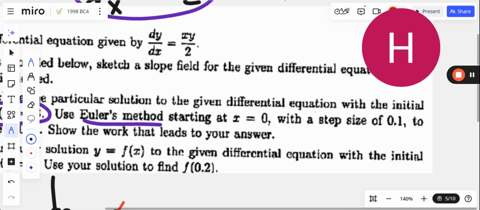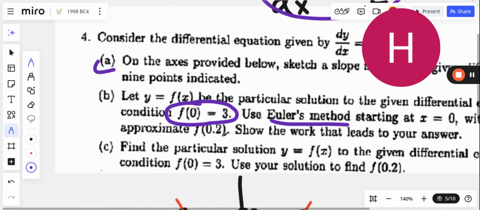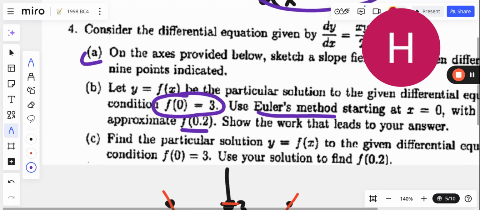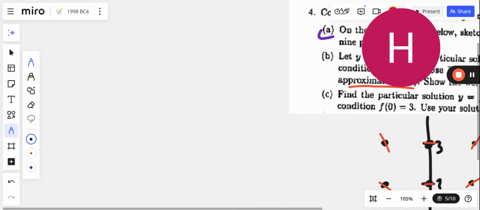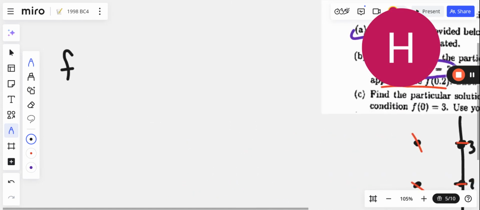And it tells us the step size. So it tells you when you're going to reset. You're going to reset your slope after a step size of 0.1, and we're going to approximate f of 0.2. So we're going to take 2 steps along the slope field, in a sense, in order to approximate what f of 0.2 is. All right, so let's just emphasize that f of 0 equals 3.